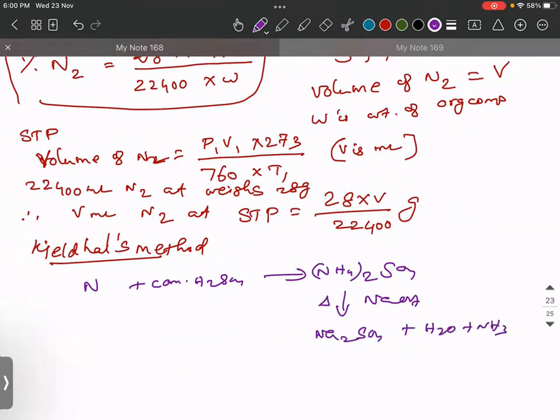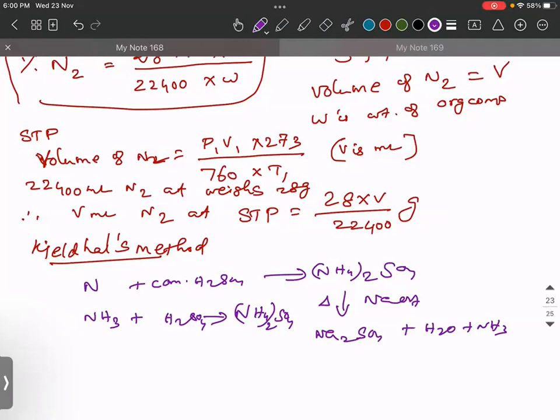Nitrogen plus hydrogen gives ammonia, plus H2SO4 gives ammonium sulfate, (NH4)2SO4. Again, this sodium hydroxide plus H2SO4 gives sodium sulfate.